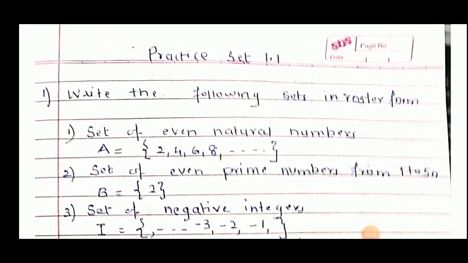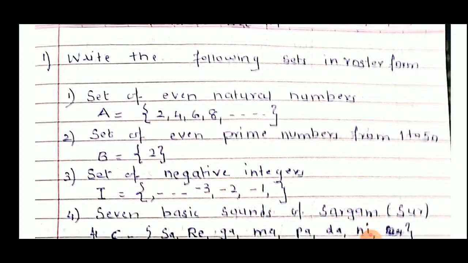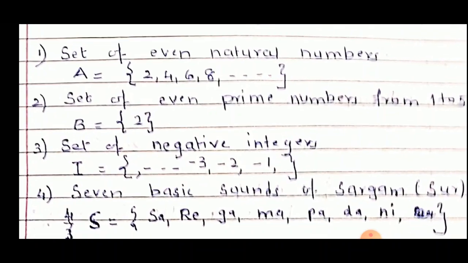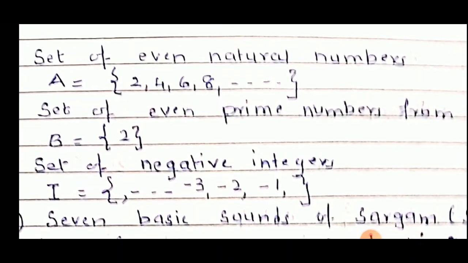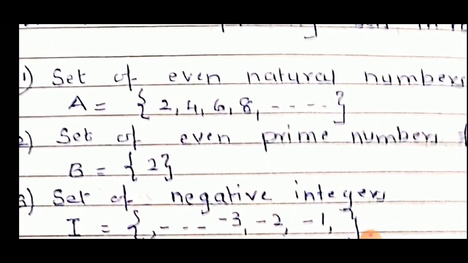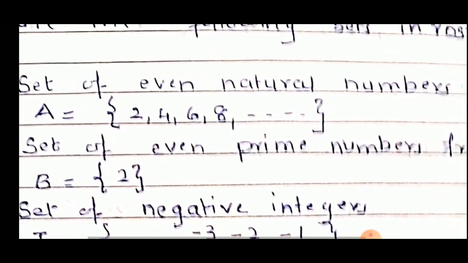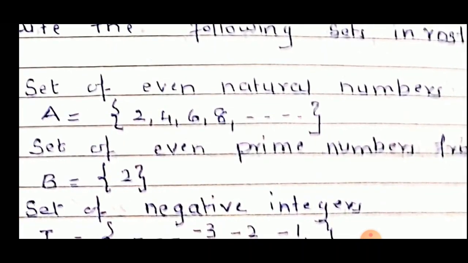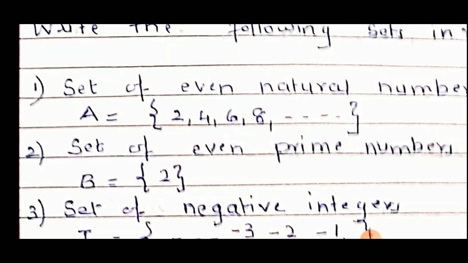Now we begin with practice set 1.1. Write the following sets in roster form. Roster form means in listing form. First, the set of even natural numbers. Even natural numbers begin with 2. So denote this set by A. So A is equal to 2, 4, 6, 8, and so on.